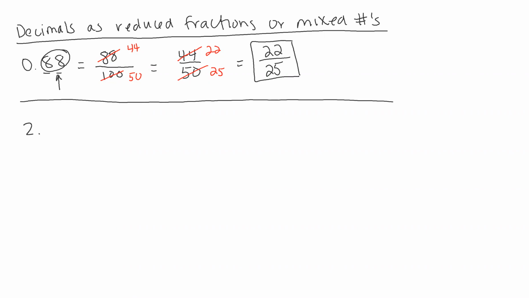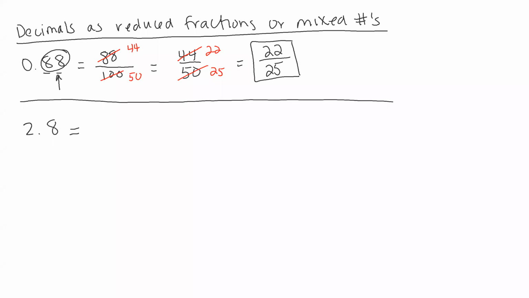Let's try another one. Let's say I have 2.8. Now, one thing I want you to know is if you have a decimal with nothing before the decimal point, that would basically correspond with a proper fraction. If you have a number before the decimal point, that corresponds to a mixed number or an improper fraction. So in this case, we're going to write it as a mixed number.